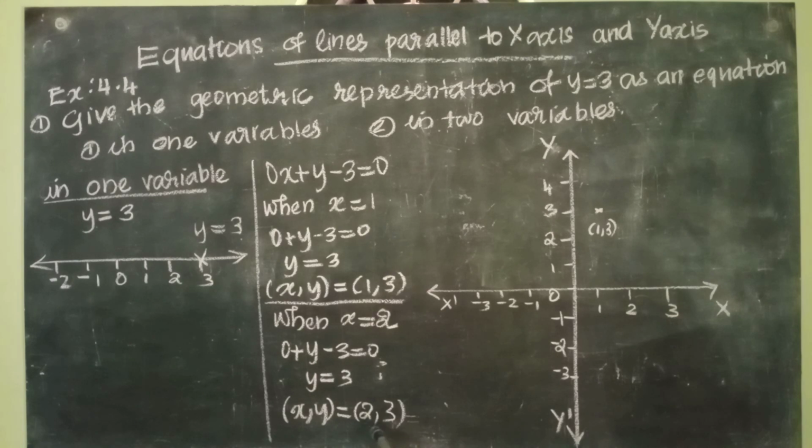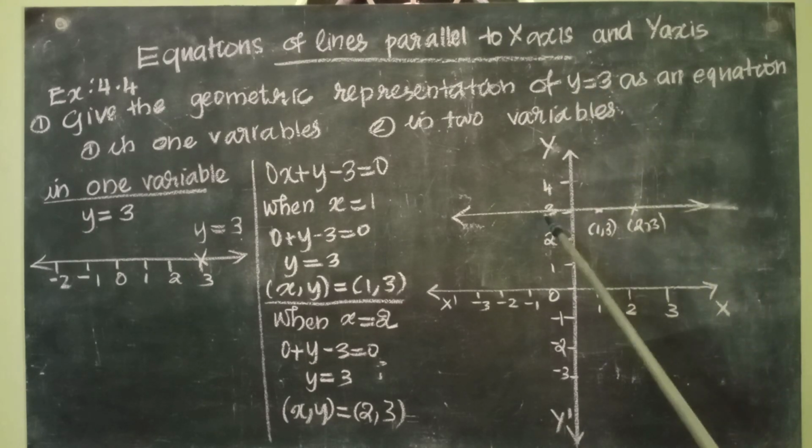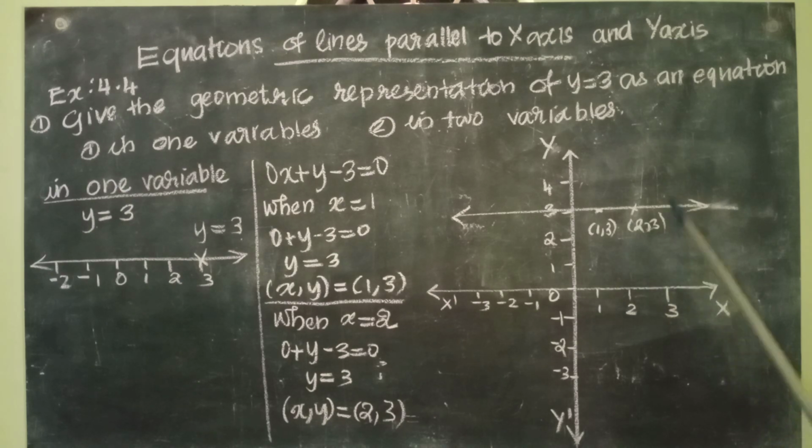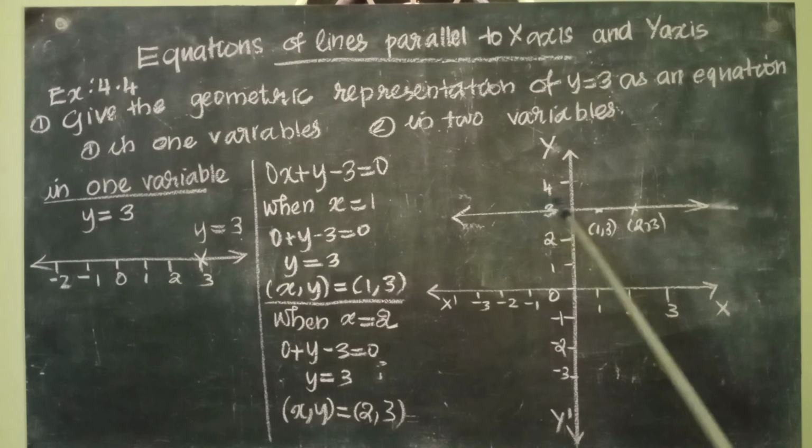Next point (2, 3). X coordinate 2, y coordinate 3. X coordinate 2, it is here. Y coordinate 3, so 3 units up, it is here. So we get the graph of the equation y equals 3. It is a straight line parallel to the x-axis. Therefore, y equals 3 in one variable is on the number line, in two variables is on the Cartesian plane. It is a straight line parallel to the x-axis.